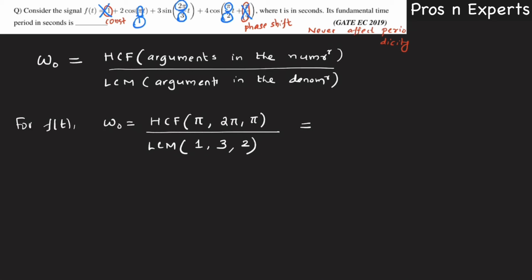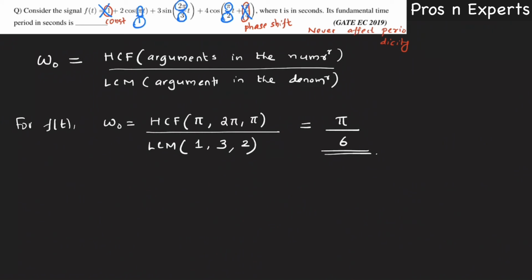So what is the HCF of pi, 2 pi and pi? The highest common factor is pi here. And what is the LCM of 1, 3 and 2? This is definitely 3 into 2 equal to 6. So pi by 6 turns out to be the fundamental frequency of the signal f of t.